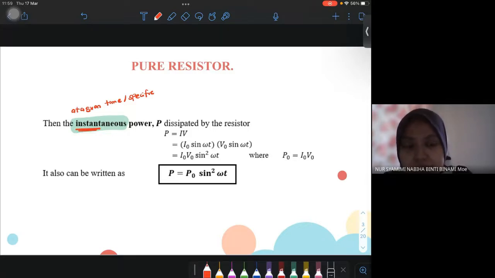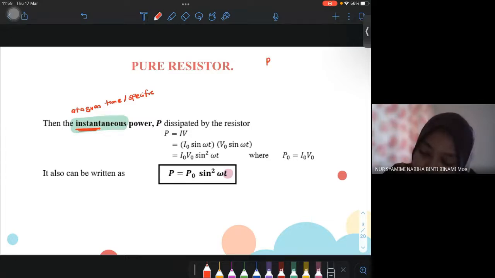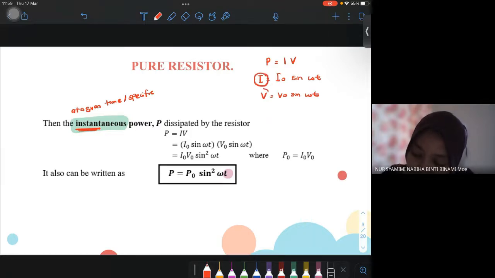So that's why kalau equation untuk instantaneous, dalam equation tersebut akan ada time. So kalau kamu tengok, kalau pure resistor equation untuk instantaneous time ialah P equals to P naught sin square omega T. Macam mana boleh dapat P naught sin square omega T? We know that equation untuk power is equals to IV. Okay, so untuk I, kalau pure resistor ialah I naught sin omega T. Untuk V, dia ialah V naught sin omega T. So this equation darab dengan this equation, you akan dapat I naught sin omega T times V naught sin omega T. So sin omega T times sin omega T.